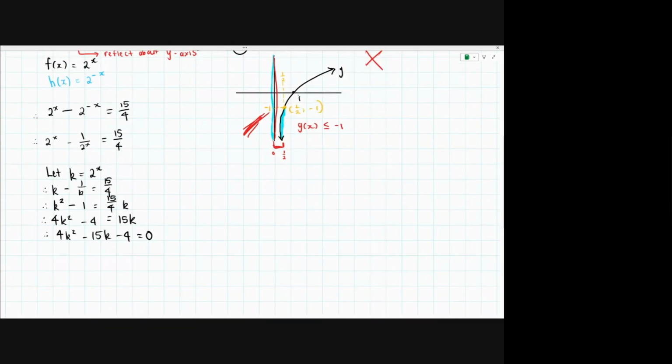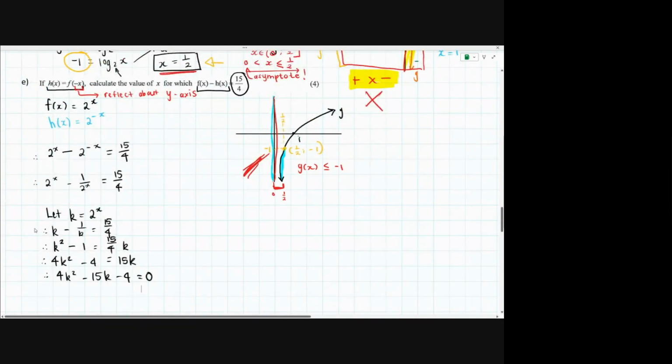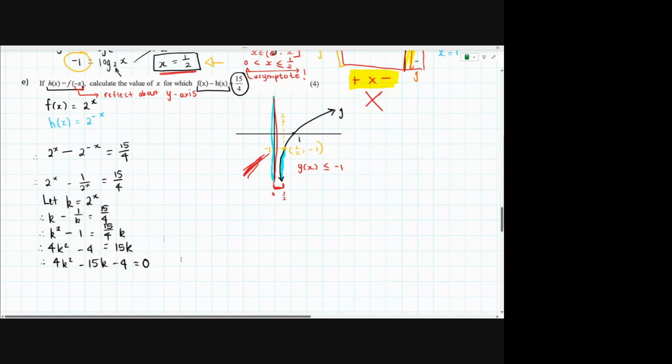And then you factorize your trinomial. If you are not super comfortable factorizing your trinomial, remember you have the quadratic formula, and it is perfectly okay for you to use that. This can be factorized without the formula though. This would be (4K plus 1)(K minus 4) is equal to 0. And so K is equal to negative a quarter, or K is equal to 4.